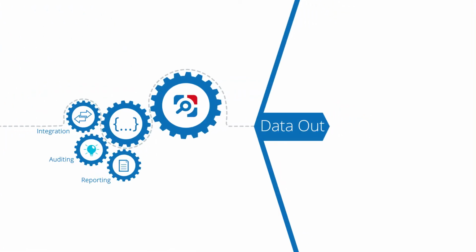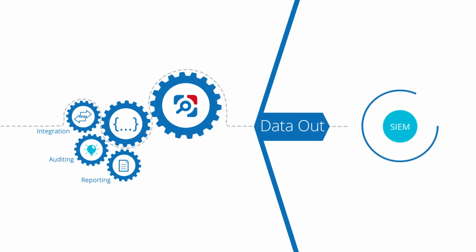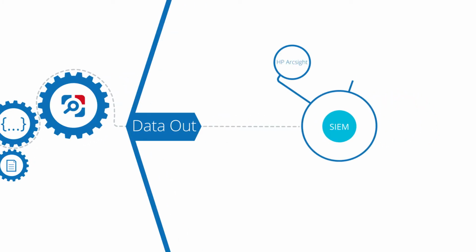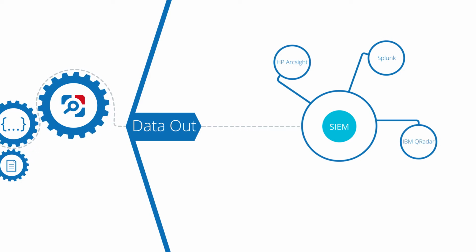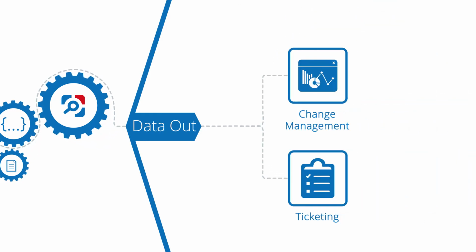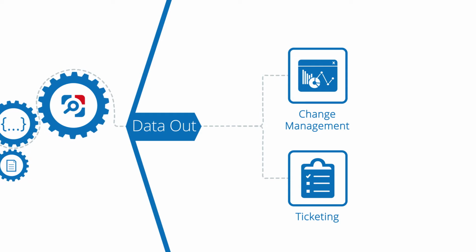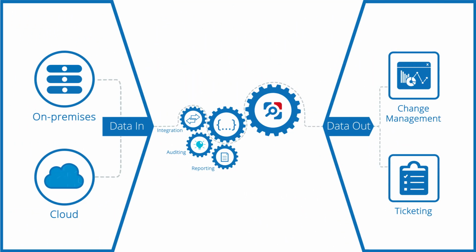Data out: the API allows you to get the most from your SIEM investment by feeding more granular audit data into your HP Arcsight, Splunk, IBM QRadar, or other solution, thus increasing the signal-to-noise ratio. Moreover, you can also feed the granular audit data from Netwrix Auditor into critical IT processes, such as change management or ticketing, to further automate and streamline operations.